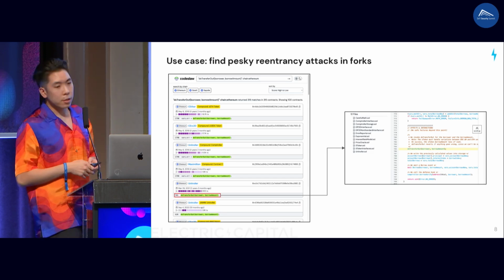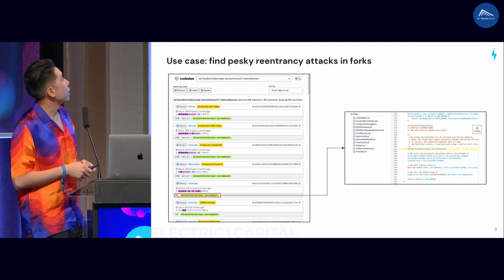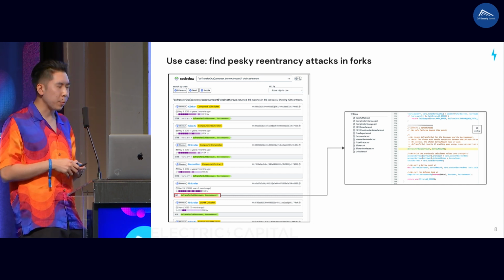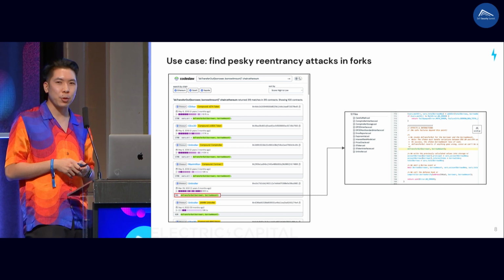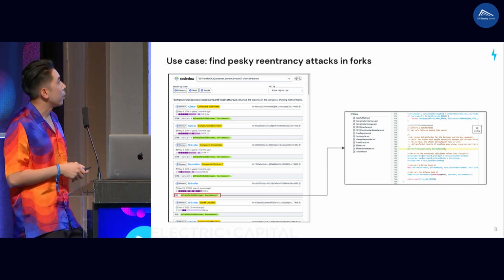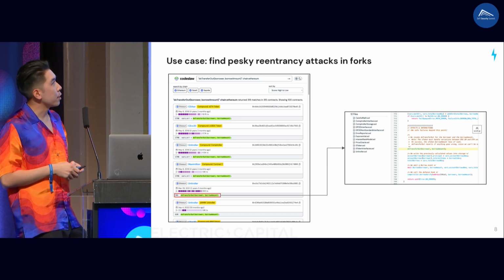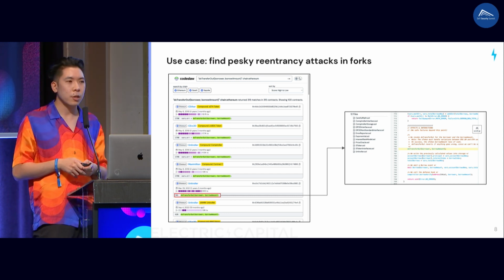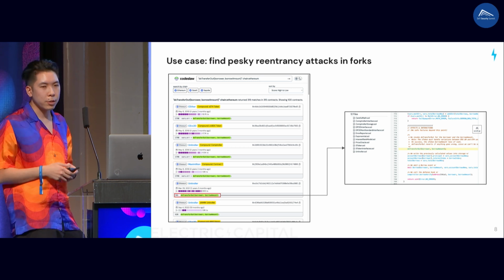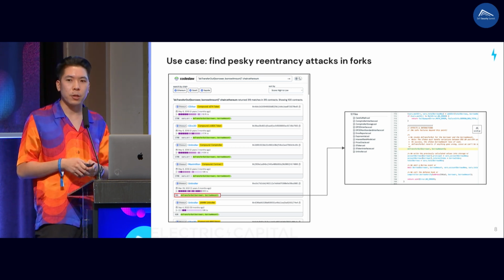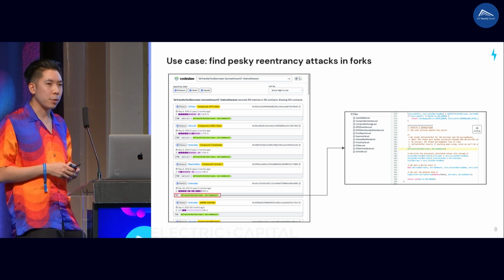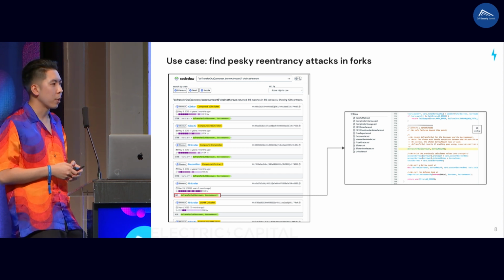The first use case I want to go over is finding pesky reentrancy attacks, typically found in forks of popular lending markets. This example is Compound V2. There was a version of it which had a reentrancy bug in it, and thankfully the Compound team patched it and it was never exploited. But there's a bunch of protocols that forked this code and didn't address the bug, so you end up with this reentrancy vulnerability.